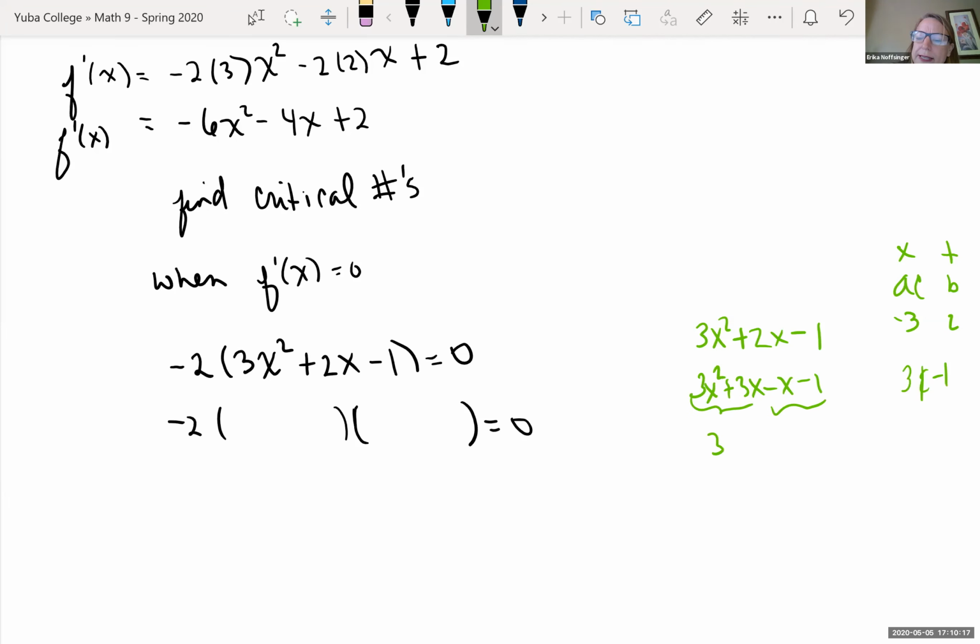We could pull 3x out of the first two terms, leaving us with x plus 1. We can factor out -1 from the last two terms. We get x plus 1. So this factors as x plus 1 times, if we pulled that out, we'd be left with 3x minus 1.